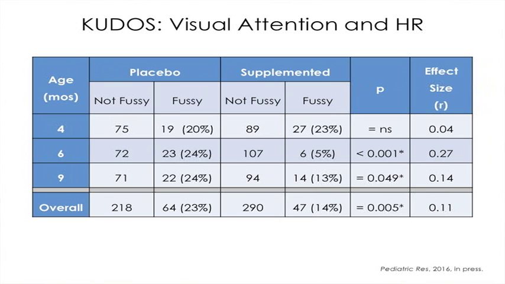And this is just a contingency table of fussy or not fussy as a function of whether they were in the placebo or supplemented groups, the p-value, and then here's the effect size in terms of a contingency coefficient. Basically finding that babies better tolerated the task. And what's important here is that we didn't include any early preterm babies in this. This is a pure effect of DHA, not mediated by prematurity.